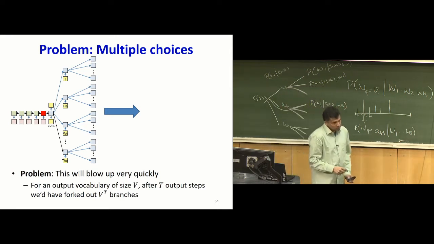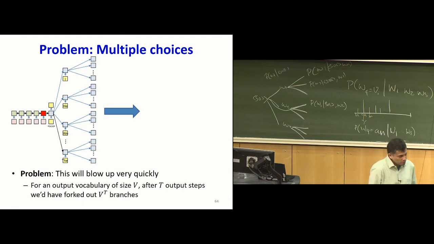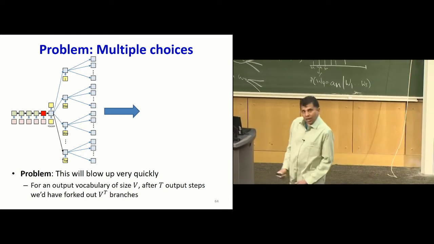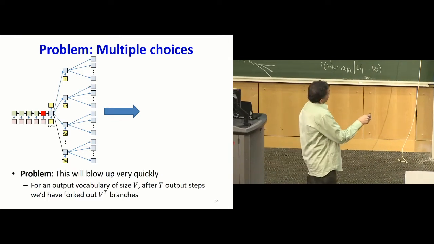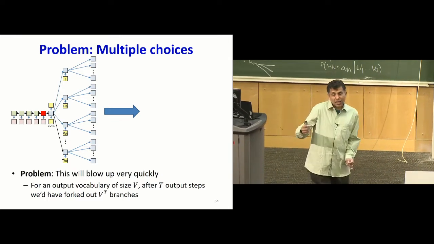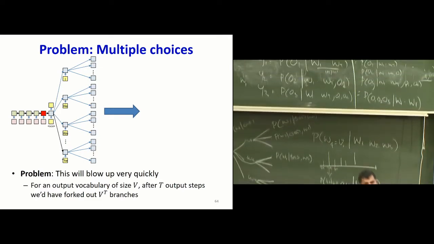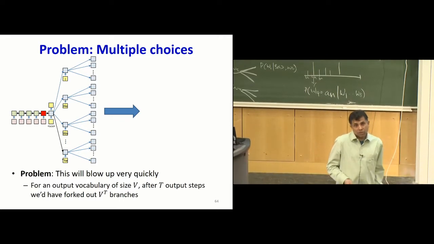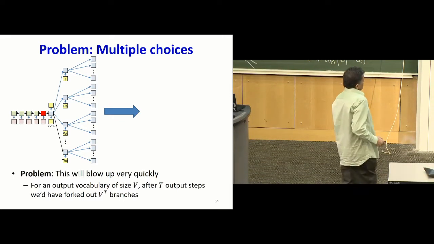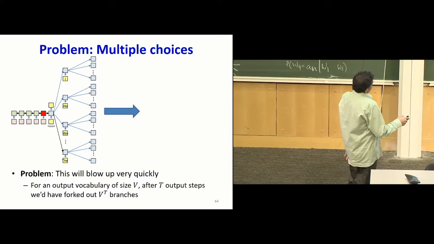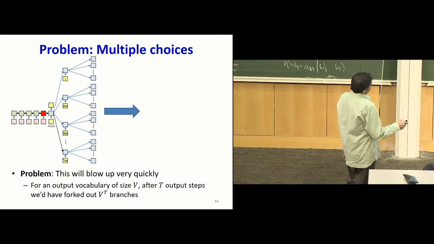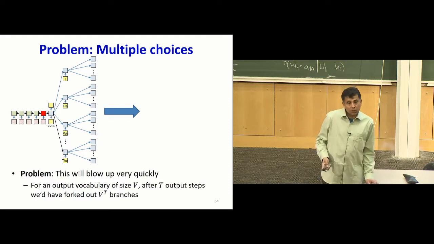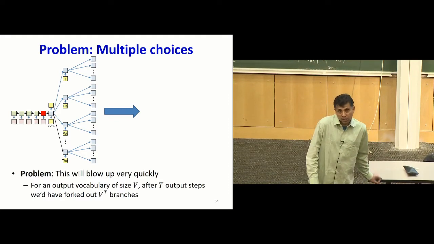So if you go, because at each point you continue to compute the probabilities conditioned on all the words down the tree. If you just multiply all the probabilities until here, you would actually explicitly compute the probabilities for every word sequence. And then you can just pick the most likely word sequence. The problem here is that if you have an output of size V, after T output steps, you would have forked out V raised to T branches. And so clearly this is untenable. This is going to grow exponentially.